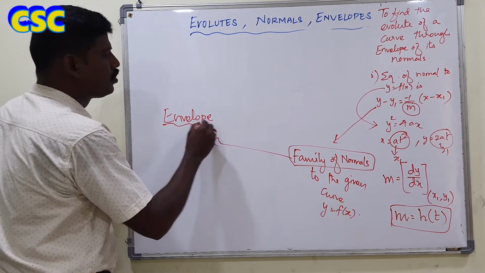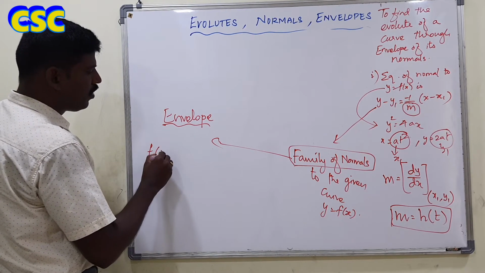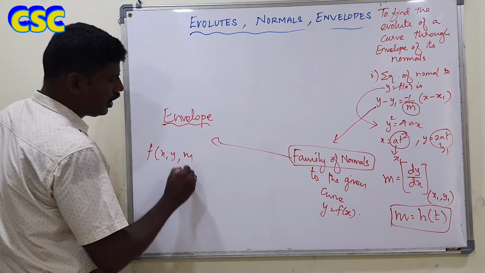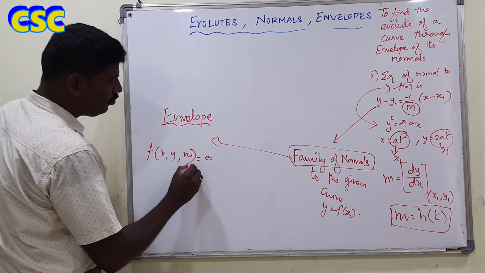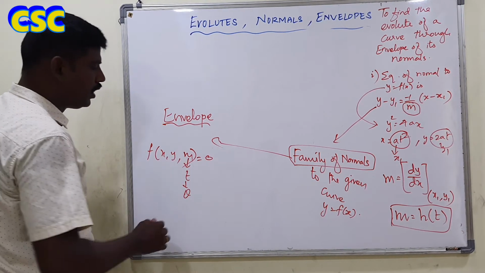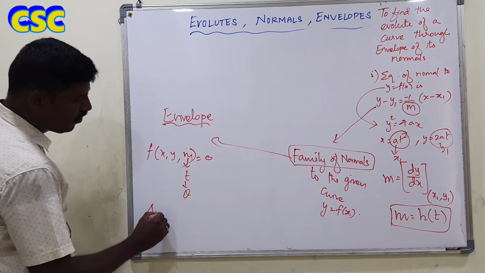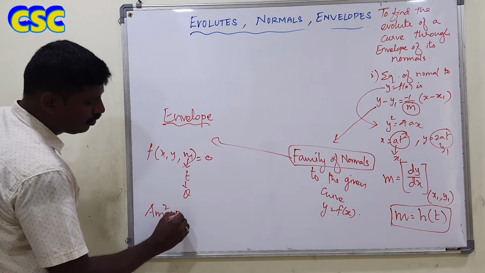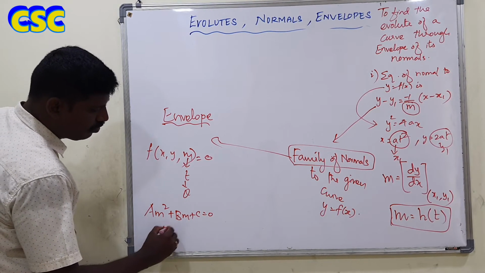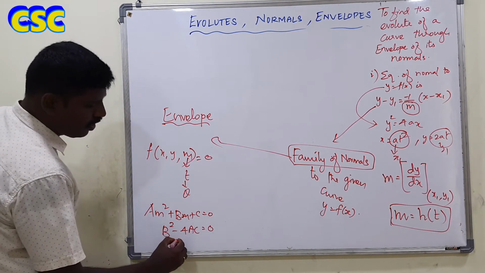What are the 4 methods to find the envelope for the given family of curves? So the first one: the given curve is in the form of f(x, y, parameter), where the parameter may be m or t or theta, anything like that. If it is possible to rewrite that equation into a quadratic form in the parameter, then equate the value of b square minus 4ac equal to 0, and you can get the envelope.